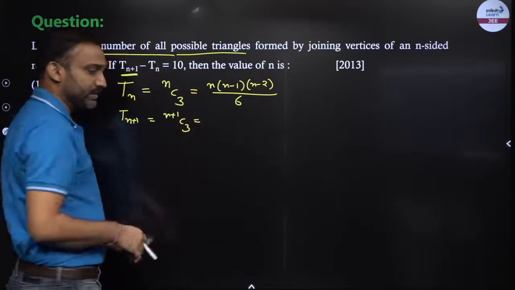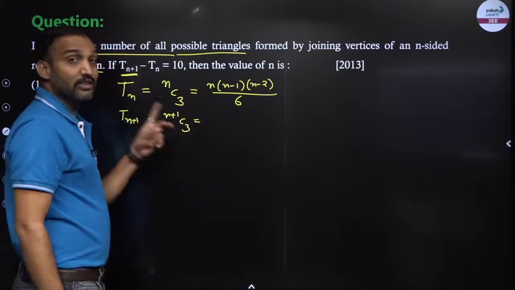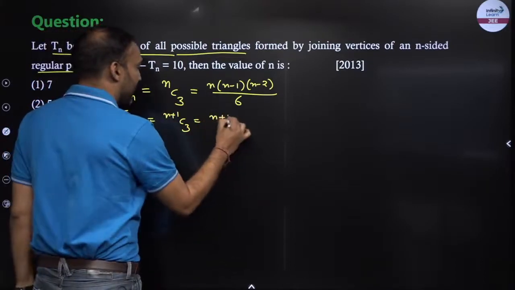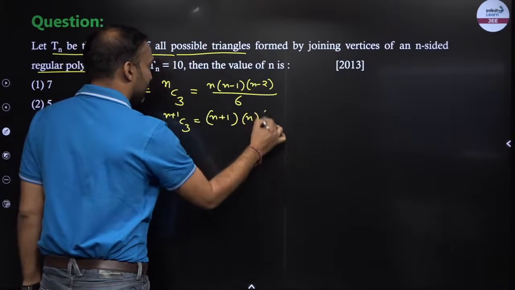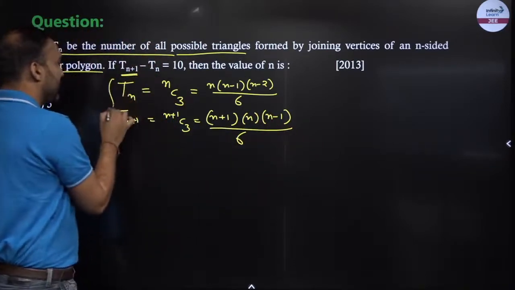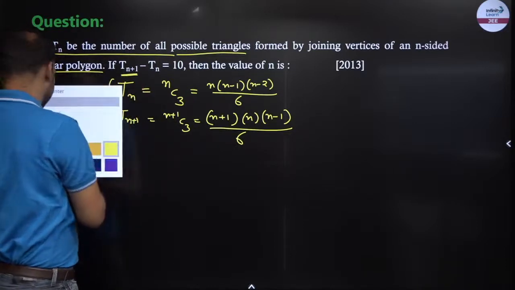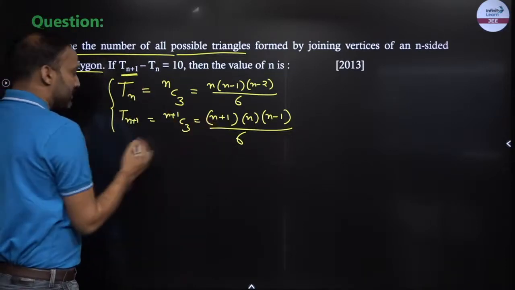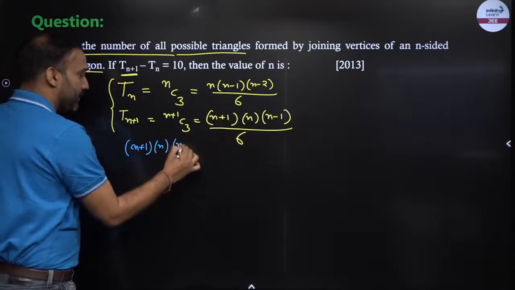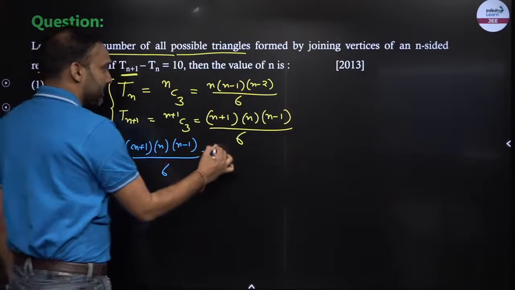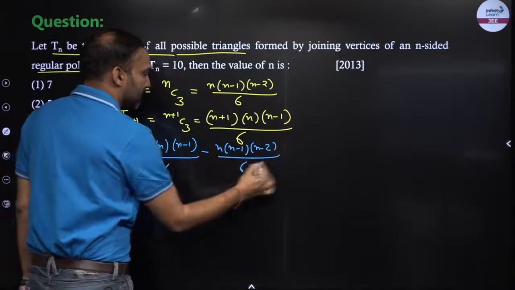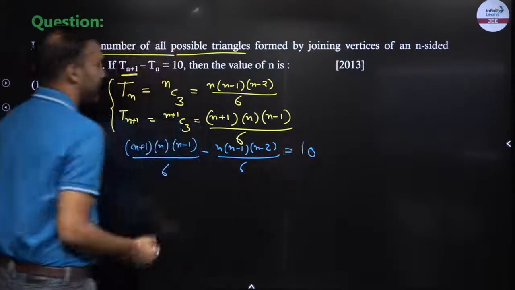So if I put n equal to n plus 1, I get (n plus 1)C3. What is (n plus 1)C3? Remember the formula, the tail is 3. So I will write 3 natural numbers starting with n plus 1 in decreasing order: (n plus 1) n (n minus 1) divided by 6. Now the question says Tn plus 1 minus Tn is given as 10. So now this is Tn plus 1, (n plus 1) into n into (n minus 1) by 6, minus Tn. This is equal to how much? This is equal to 10.